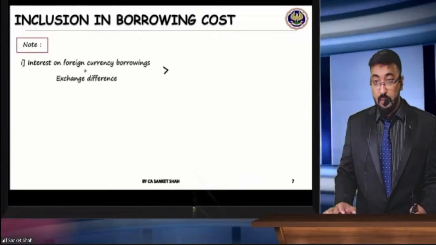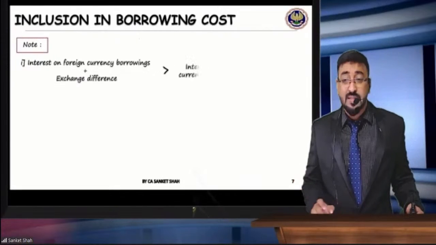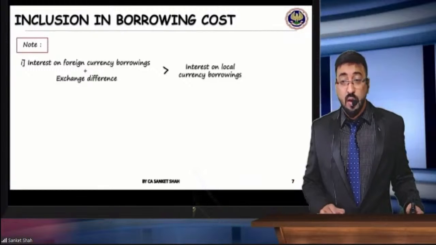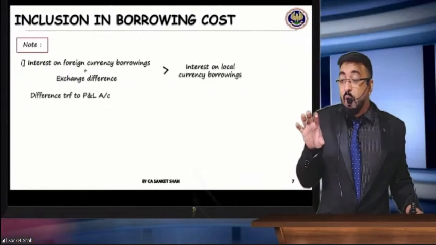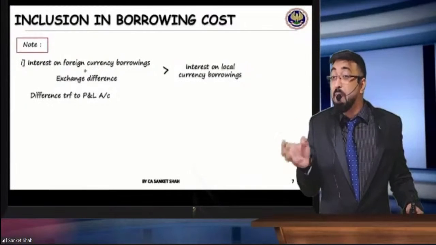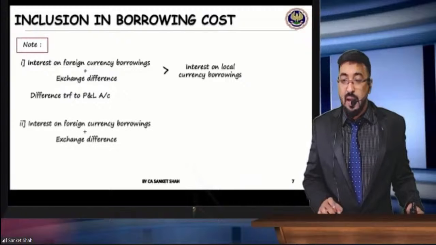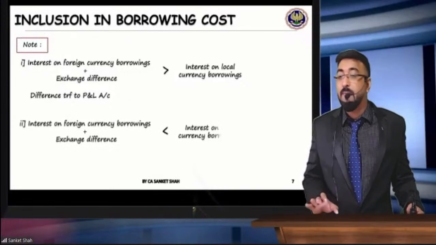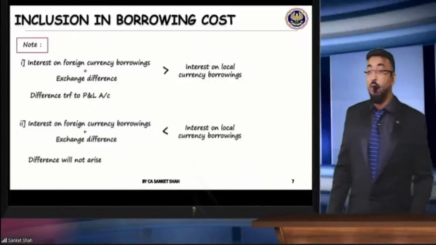It's very, very important. If interest on foreign currency borrowing plus exchange difference is greater than interest on local currency borrowing, whatever is the difference between interest on foreign currency borrowing plus exchange difference minus interest on local currency borrowing is transferred to P&L. And suppose if it is less, then difference won't arise. Why? I will tell you. So write down this. Difference will not arise.